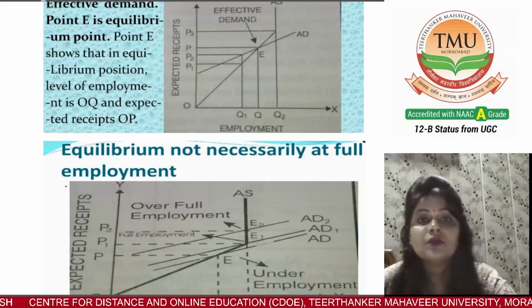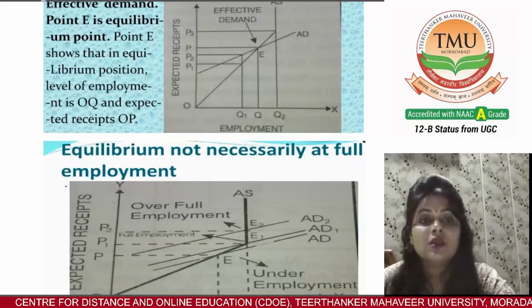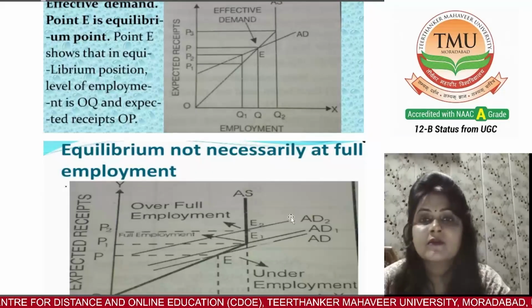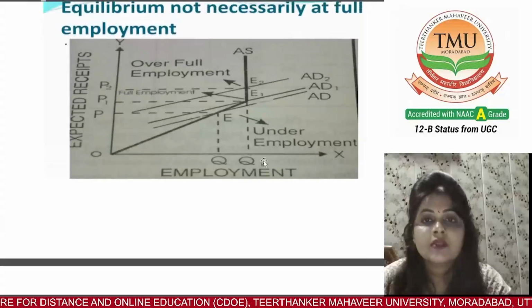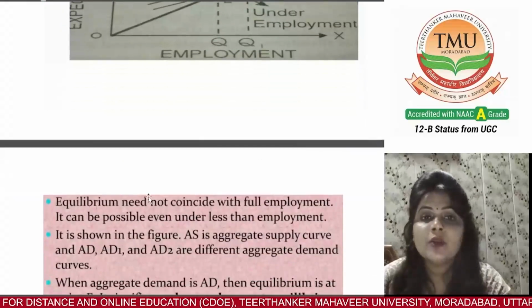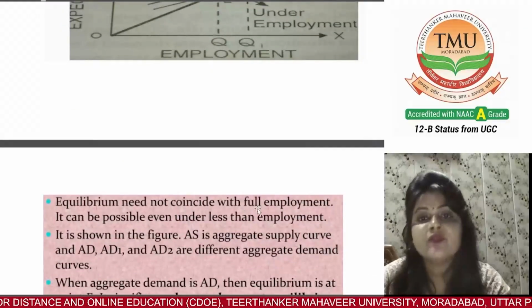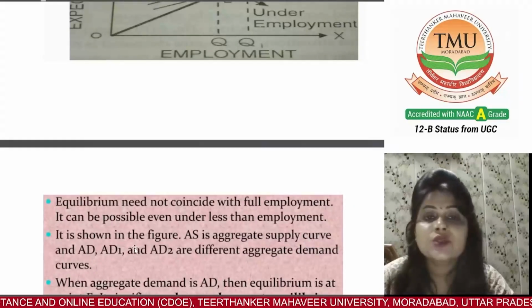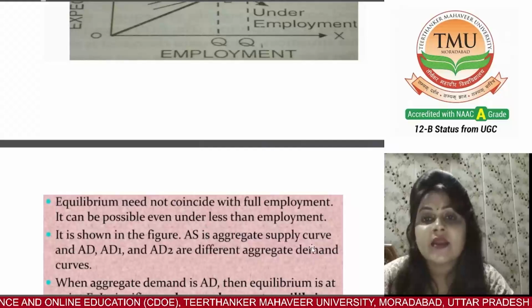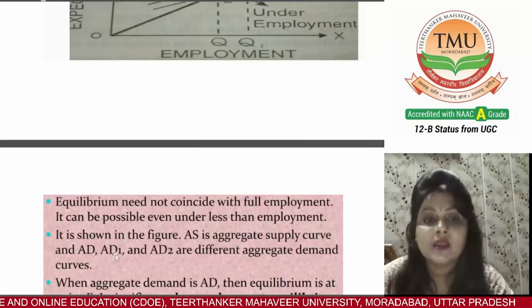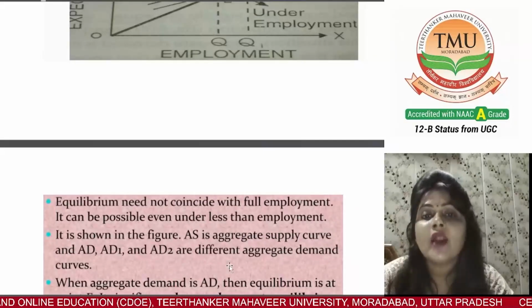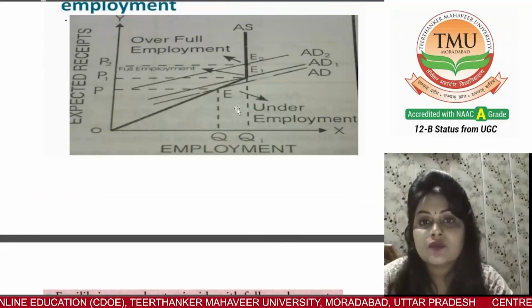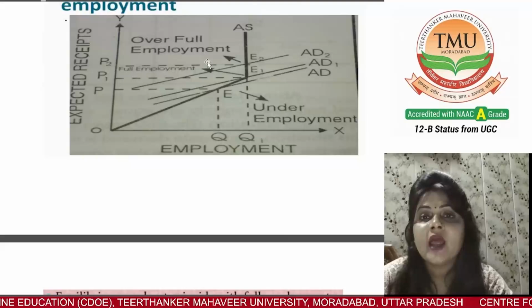Here you can also see in the next diagram that equilibrium need not coincide with full employment. It can be possible even under less than full employment. It is shown in the figure. AS is the aggregate supply curve, and AD1 and AD2 are different aggregate demand curves. Here you see it's the full employment level and AD1 and AD2.